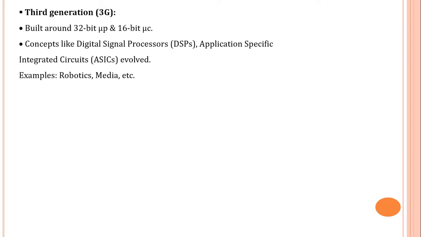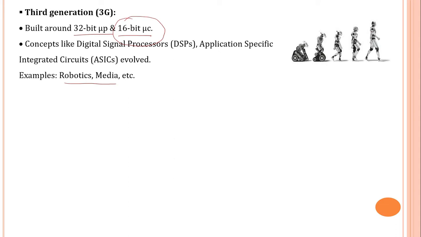Then third generation embedded system, these are of 32-bit microprocessor and 16-bit microcontroller. See here the number of bits of operation increases from 8-bit to 16-bit. Now third generation is of 32-bit microprocessor, and the microcontroller is of 16-bit of data. So it performs 16-bit of data in a single clock cycle. That is the meaning of 16-bit microcontroller. Then concepts like the digital signal processor and application specific integrated circuits are included in the third generation embedded devices. The examples are robotics and media. So these all belong to third generation embedded devices.